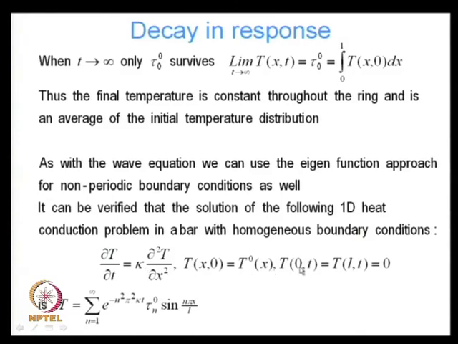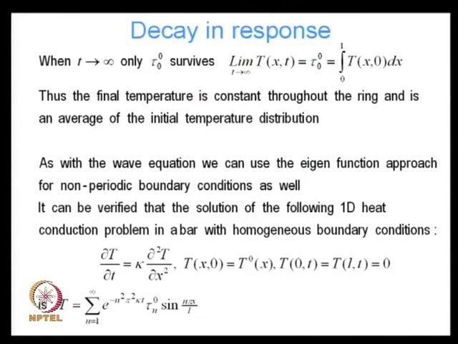So, now you can see the boundary conditions are no longer periodic, they are homogeneous. So, T at 0 is equal to T at L is equal to 0. They are both 0 at the two ends. The temperature at the two ends is fixed and it is 0 for all times, and I have an initial condition which is T(x, 0) is equal to T0(x).